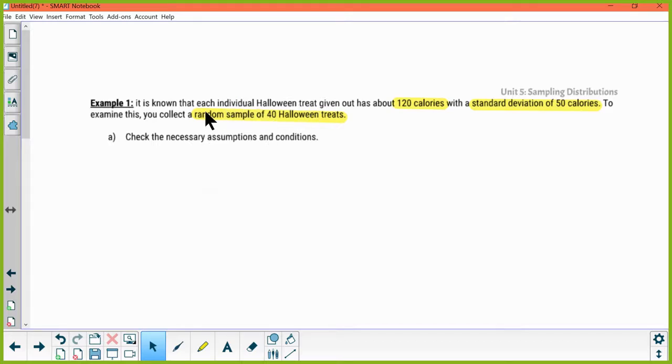So first, let's go ahead and check our assumptions and conditions. The first one we will have is random. And it tells us we did a random sample, so I'm going to say random sample stated.